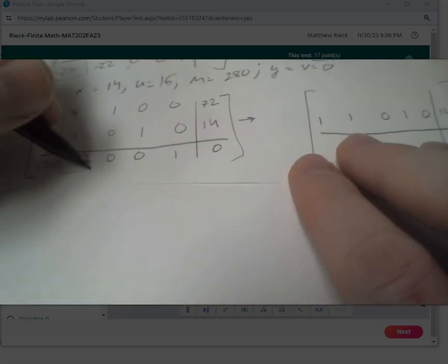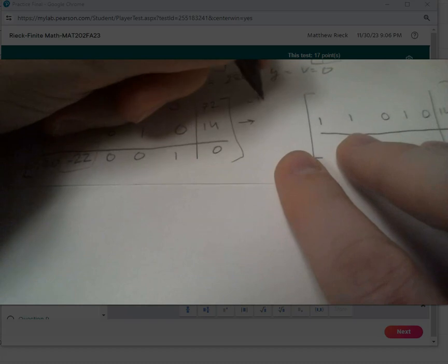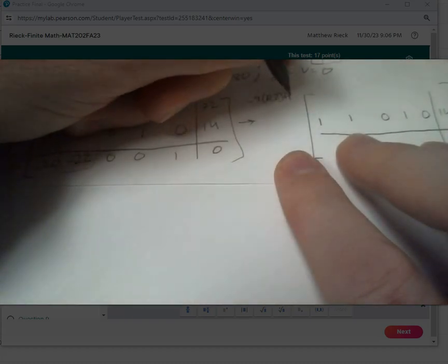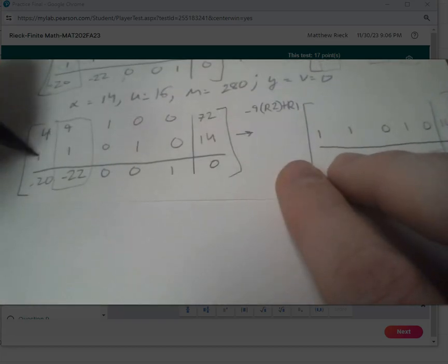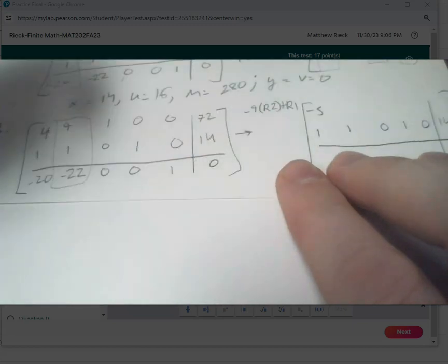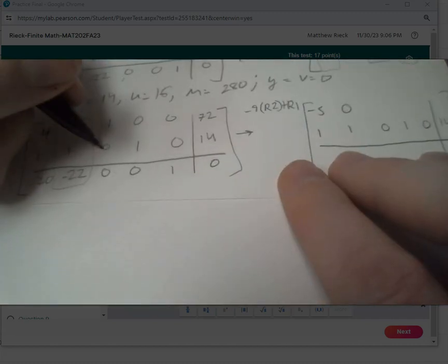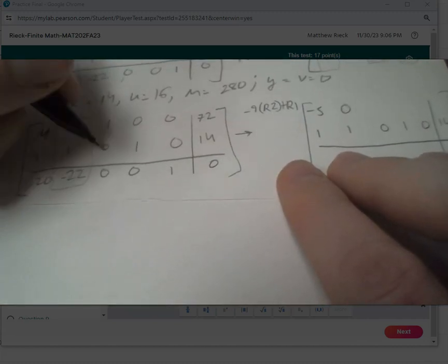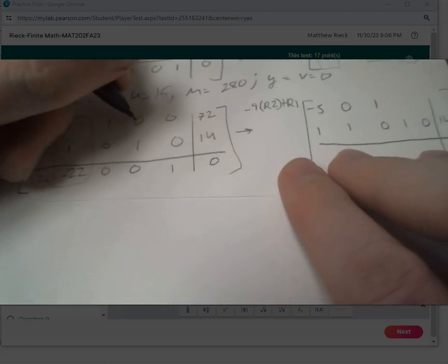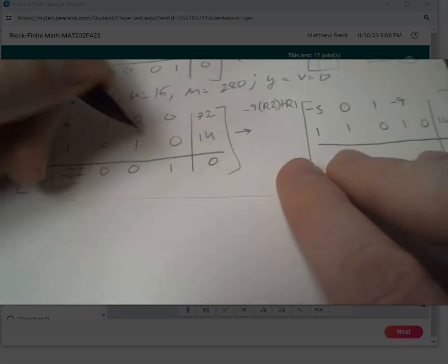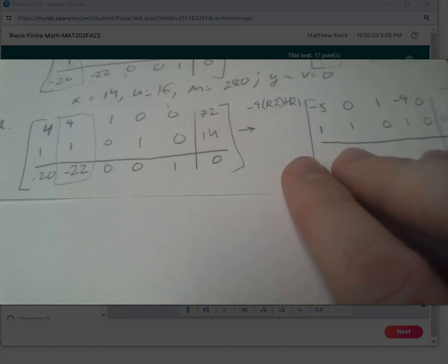All right, so we're pivoting about this column here. We want to get zeros everywhere else. So to start off, we can take -9 times row 2 and add it to row 1. So -9 times 1 is -9, plus 4 is -5. -9 times 1 is -9, plus 9 is 0. Then -9 times 0 is 0, plus 1 is 1. -9 times 1 is -9, plus 0 is -9. 0 plus 0 is 0. And finally, -9 times 14.